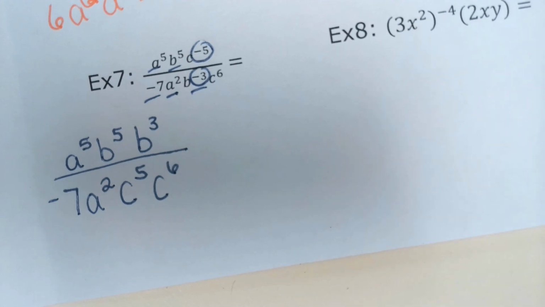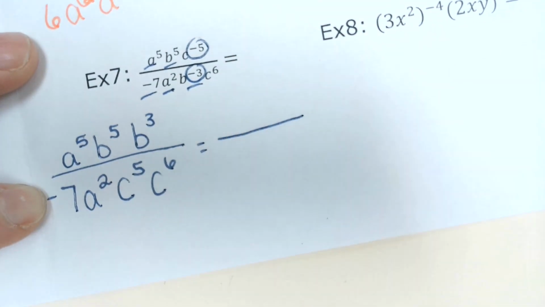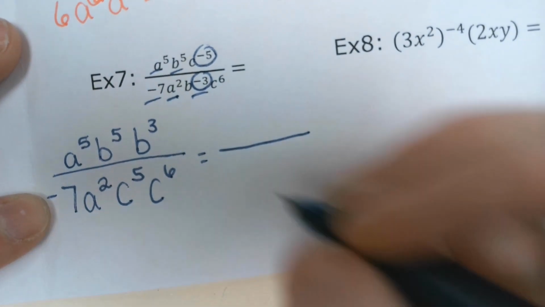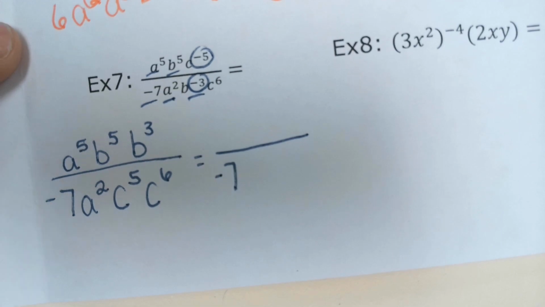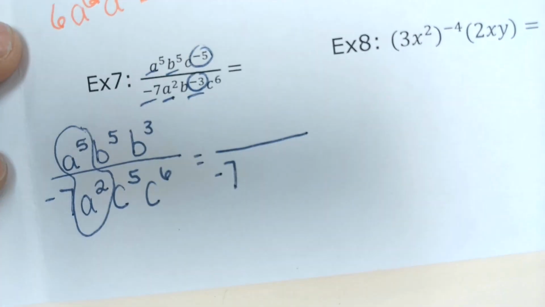All right, so we don't have any negative exponents. But we need to see if we can combine any like bases. So, equals, I'm going to draw my fraction bar. Okay, negative 7 is going to stay where it's at. Now we're going to look at like bases. A to the 5, a squared.